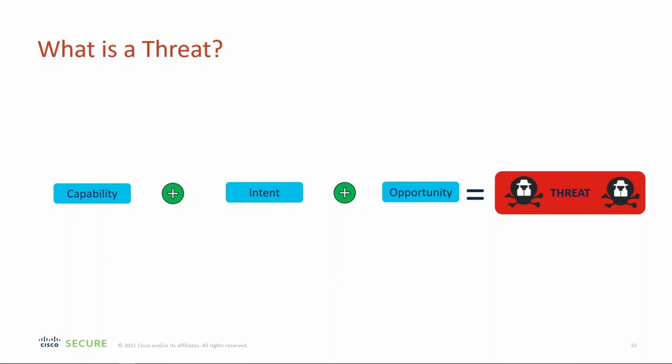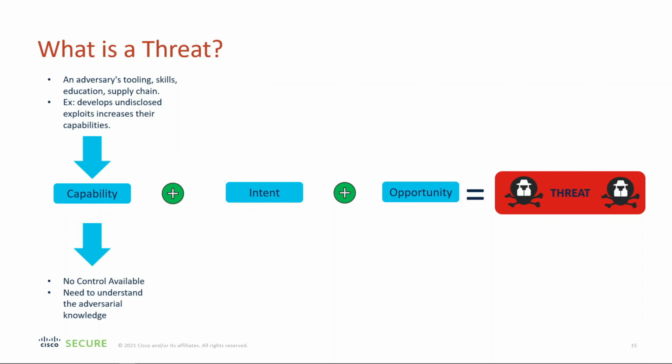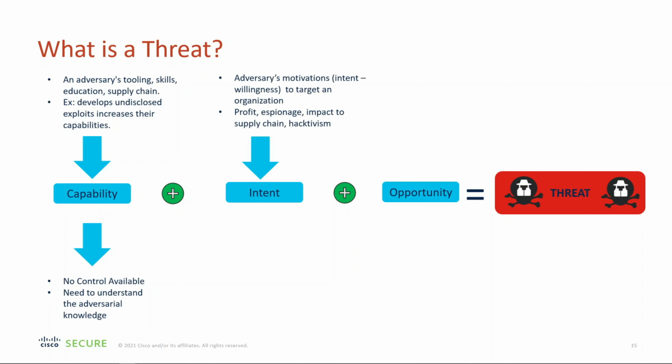So what is a threat? Well, a threat equals a capability, an intent, and an opportunity. And so with a capability, it's about the adversary's tooling, their skills, their education, it could be supply chain. So as an example, an adversary develops an undisclosed exploit, increasing their capabilities. Now, the problem with this area is we've got no real control over this, and we need to understand the adversary's knowledge in this space. So what are their capabilities?